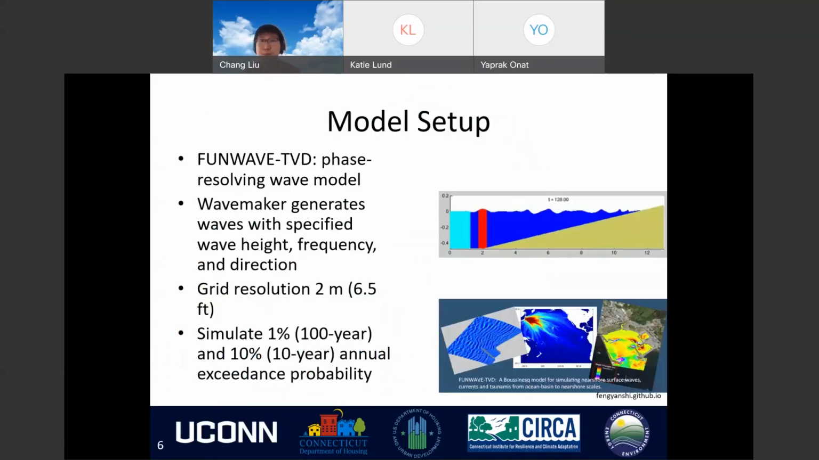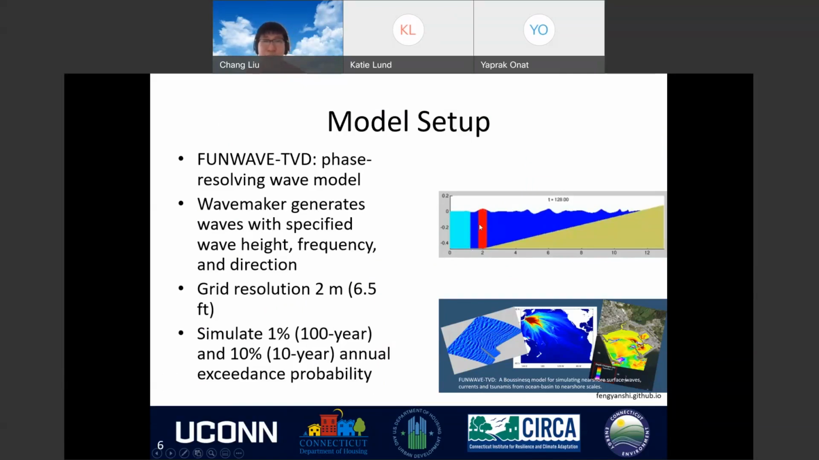So for the model setup, we use FUNWAVE-TVD, which is a computer program that can model coastal waves at the phase level. That means the model considers more wave physics, including diffraction, refraction, and reflection, than many other types of models. And in the FUNWAVE model, we can place a virtual wave maker, like is shown in this red bar in this figure here.